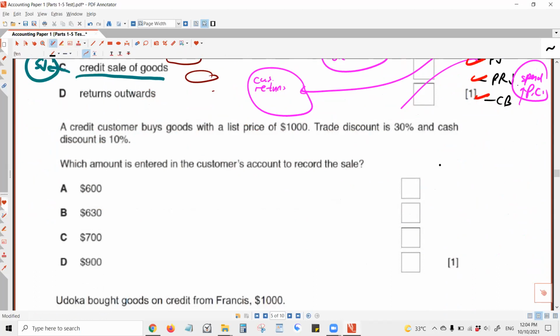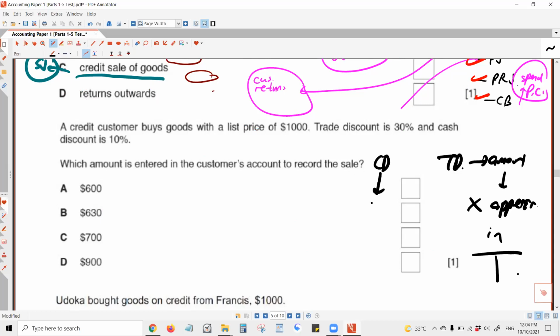You must first know trade discount amount never appears in the T-shape, okay? It never appears in the T-shape. Trade discount amount never appears in the T-shape. It is cash discount that can appear in the T-shape.